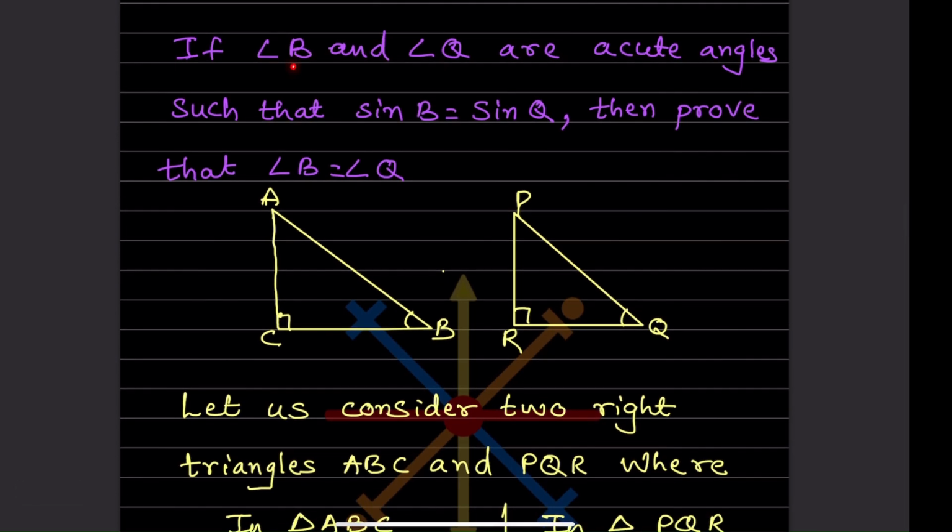If angle B and angle Q are acute angles such that sine B is equal to sine Q, then you have to prove that angle B is equal to angle Q. So now see here, these are the two diagrams over here. Then they said that angle B is equal to angle Q. So this angle should be here and this should be here. Let us write this B over here, and randomly write A, B and C. And because we know this is angle Q, we can give it the name PQR.